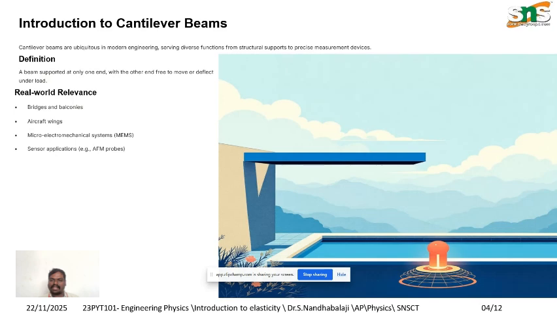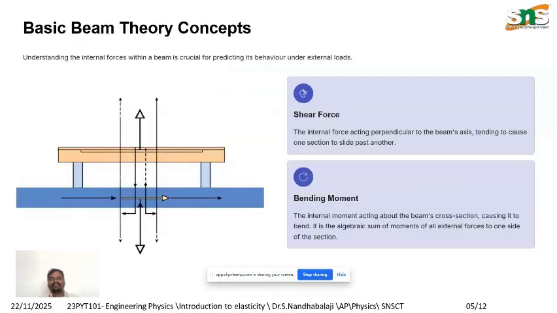Bending moment: the internal moment acting about the beam's cross section, causing it to bend. It is the algebraic sum of moments of all external forces to one side of the section. Bending moment in a cantilever.